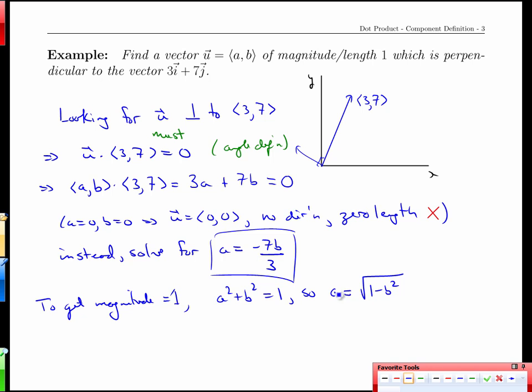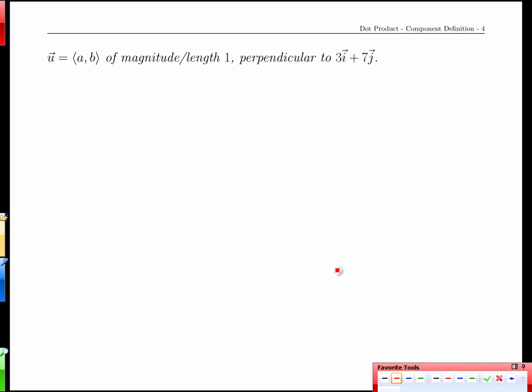Well then we have a in two places, and we can combine these two equalities and say we want the square root of 1 minus b squared to be the same as minus 7b over 3. Actually, let's do this on the next page, just to polish this off. Square root of 1 minus b squared is equal to negative 7b over 3. We want to solve for b, so let's square both sides.